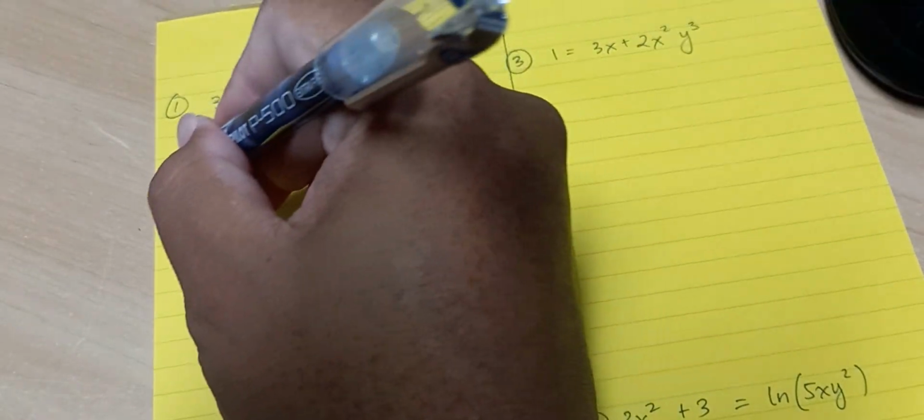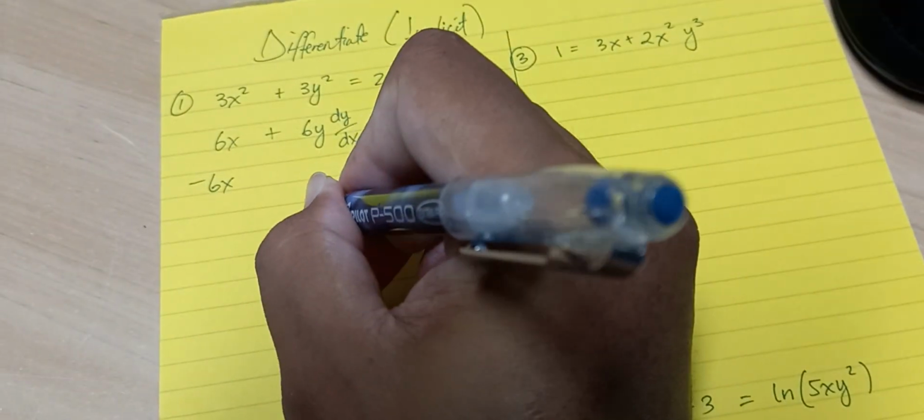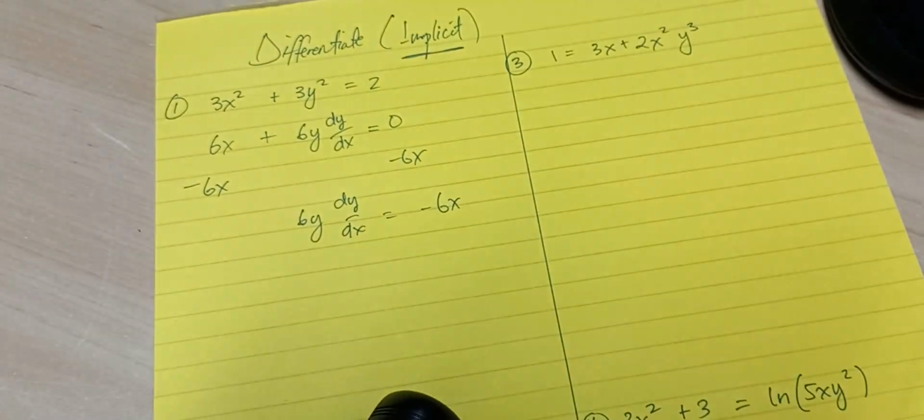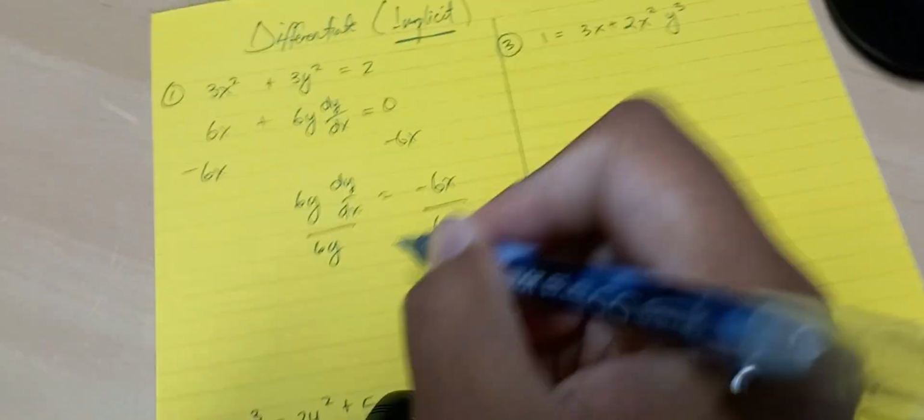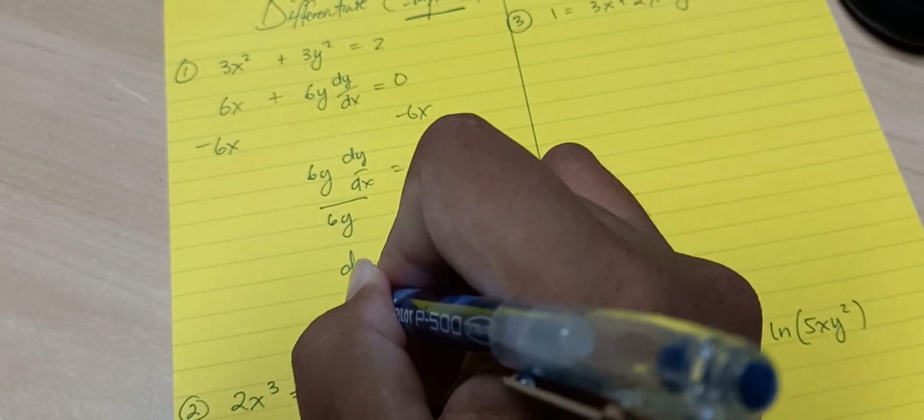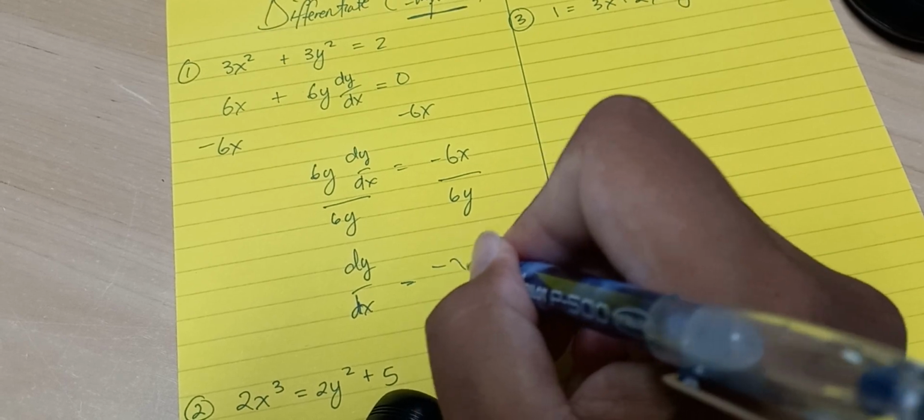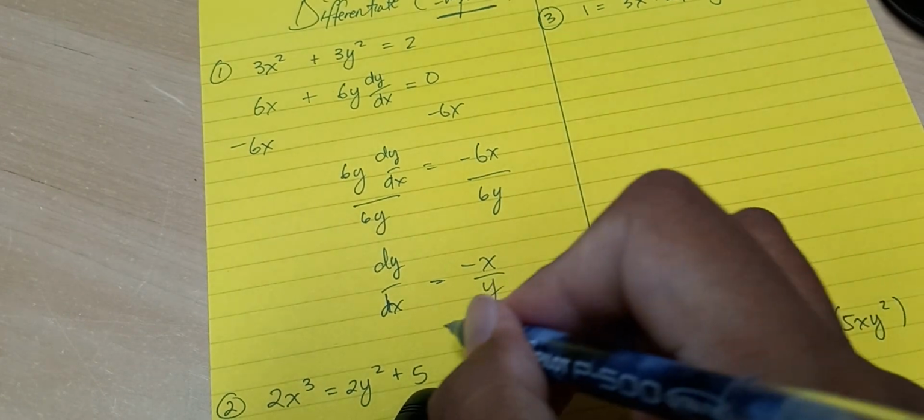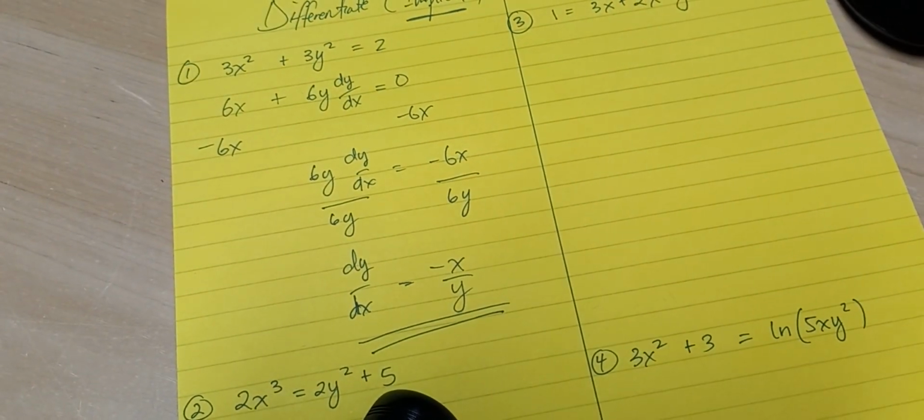It's easy. You just get rid of 6x, so you minus 6x on both sides, and we get 6y dy/dx equals negative 6x. Then we divide by 6y on both sides, and our answer is dy/dx equals this, or we can simplify, and we get negative x over y, because the 6 cancels the 6. That's your answer for implicit differentiation. It's simple like that. Okay, let's do another one.